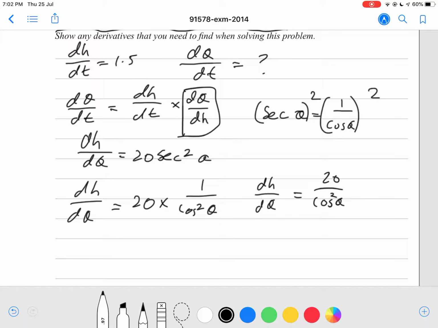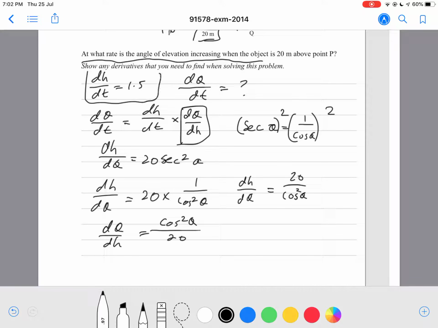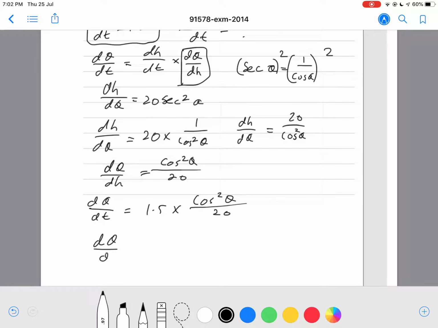Alright, so the good news is now we have dh over d theta, but we need d theta over dh. So we're going to inverse both sides, flip both sides around. Therefore, d theta over dh equals cos squared theta divided by 20. And that is our d theta over dh. So we have our dh over dt, that's 1.5, and our d theta over dh, that's cos squared theta divided by 20. We need to multiply these together to find d theta over dt. So d theta over dt equals 1.5 cos squared theta divided by 20.